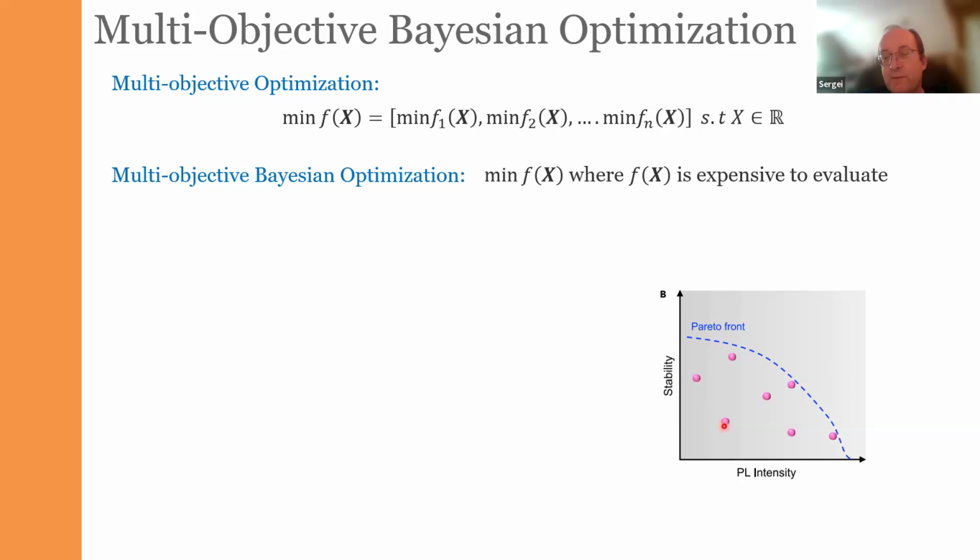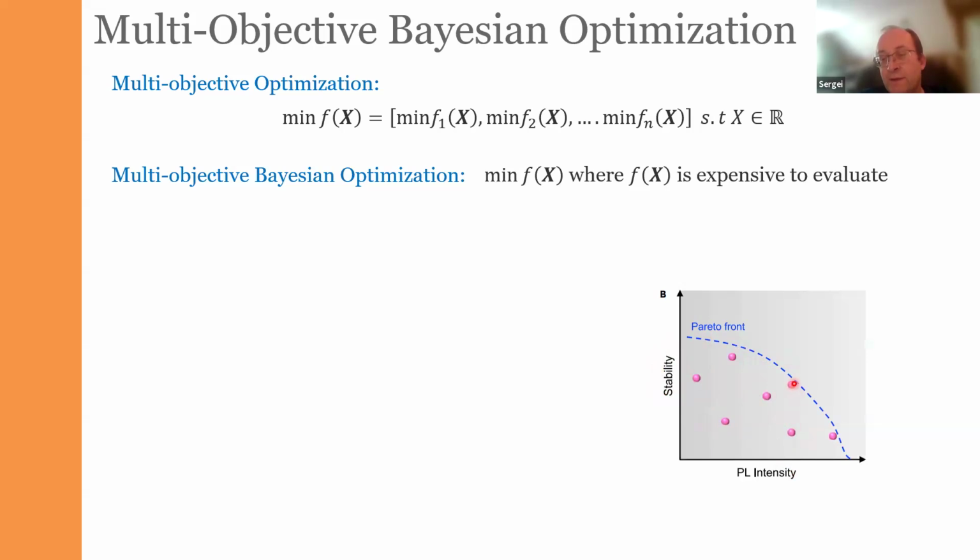If we explore some combinatorial space which contains multiple versions of the same material, we can measure the PL intensity and stability for each point in this combinatorial space. If we take all our discovered materials and plot them in the space corresponding to our objectives, stability and intensity, then you will see that for some materials, we can find compositions which are better both in terms of intensity and better in terms of stability.